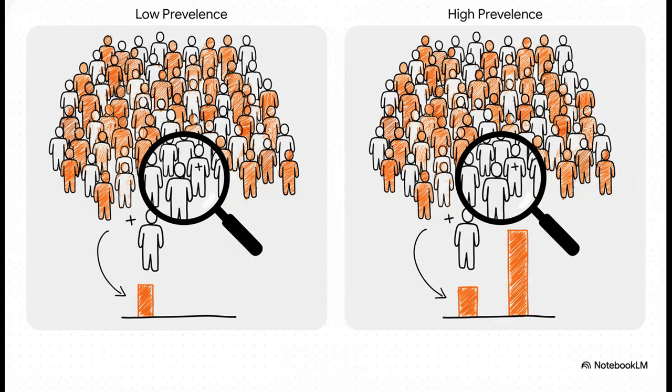The positive predictive value, or PPV, answers the patient's question: okay, my test is positive, what's the actual chance I have the disease? And the negative predictive value, or NPV, answers: my test is negative, what's the chance I'm really in the clear? But, and this is a huge but, unlike sensitivity and specificity, these values are massively influenced by how common the disease is in the group of people you're testing.